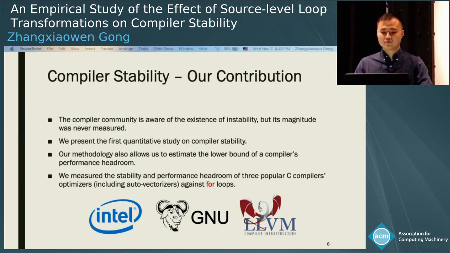Although the compiler community is aware of the existence of such instability, its magnitude has never been measured. So we present the first quantitative study on compiler stability. Our methodology also allows us to estimate the lower bound of a compiler's performance headroom. Therefore, we measured the stability and performance headroom of 3 popular C compilers against for loops.